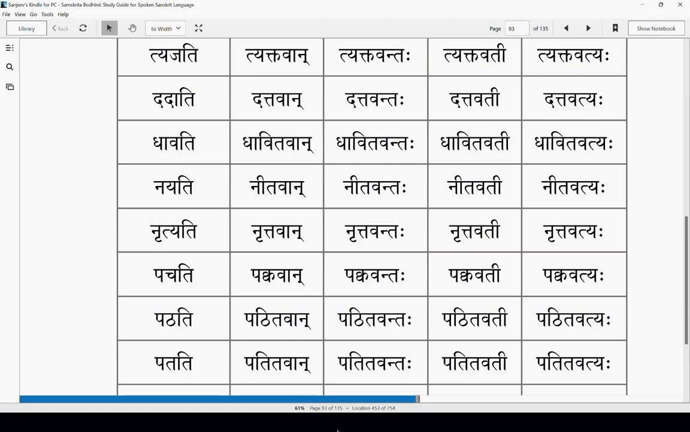Now, for easy reference, there is a table I have collected, which I will show you.